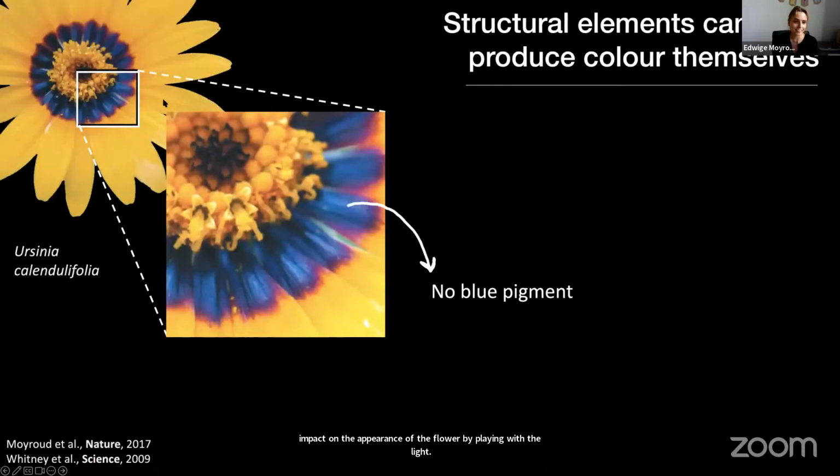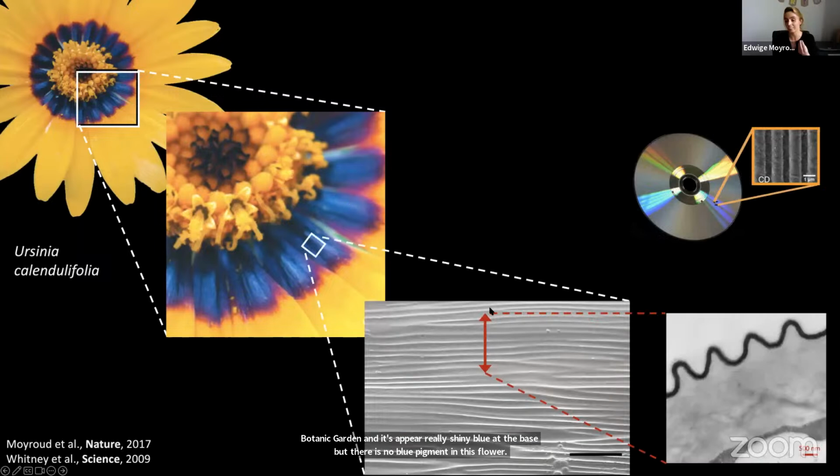For example, this is a daisy that grows in the Cambridge Botanic Garden, and it appears really shiny blue at the base, but there is no blue pigment in this flower. The color is simply produced by an optical trick, because the light is diffracted by microscopic striations that cover the surface of the epidermis cells in this region of the ligule. It's a process really reminiscent of what you would see at the back of a CD. Nobody looks at CDs anymore, but if you find one, look at the back. This is the same process used to create color from perfectly transparent material.